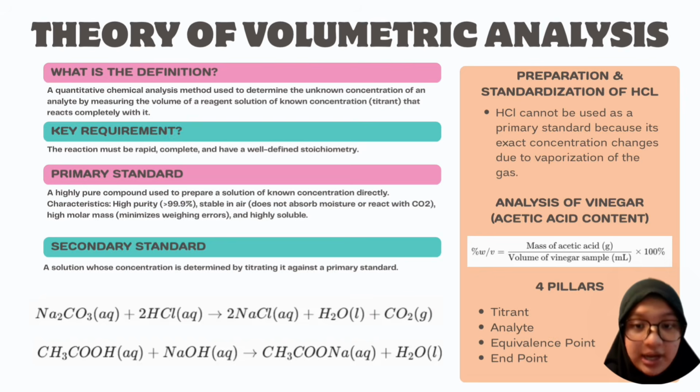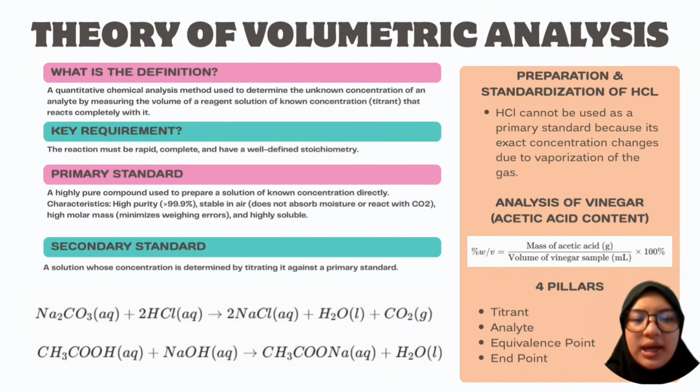In a perfect world, these two points will be identical, but the tiny gap between them is what we call our titration error. Not all chemical reagents are created equal, which brings us to primary versus secondary standards. A primary standard is the gold standard of the lab. It is highly pure, chemically stable, doesn't absorb moisture from the air, and has a high molecular weight to minimize weighing errors. In our lab, for example, we use sodium carbonate, Na2CO3, as our primary standard.